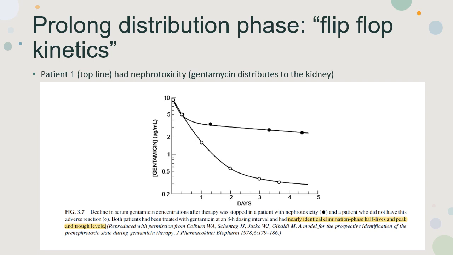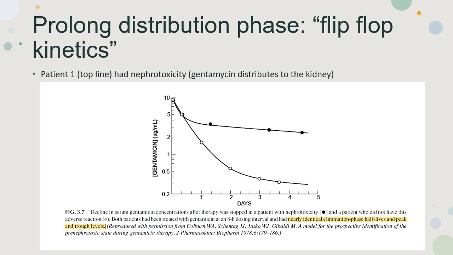So this might be too deep, but sometimes you can have a prolonged distribution phase. I'll just tell you what is happening with this, and hopefully you make sense of it in some way that's meaningful to you. So this is gentamicin. Gentamicin is very nephrotoxic, and also it goes to the kidneys. And someone showed, with tissue biopsy, that it really just prefers to stay in the kidney.